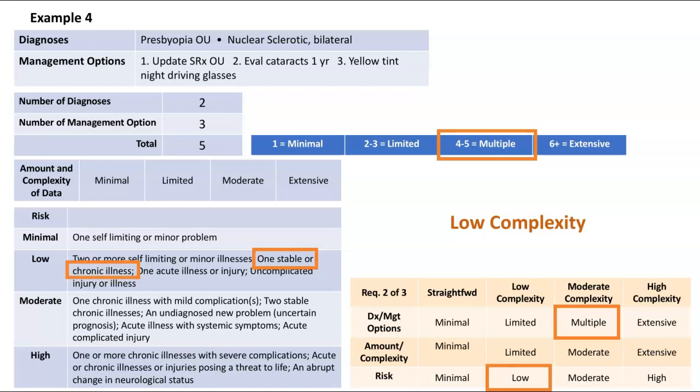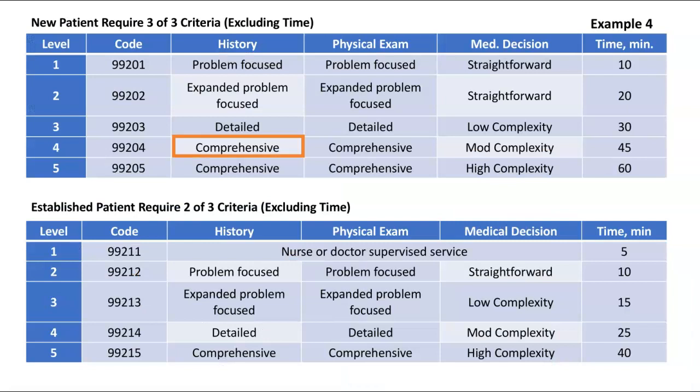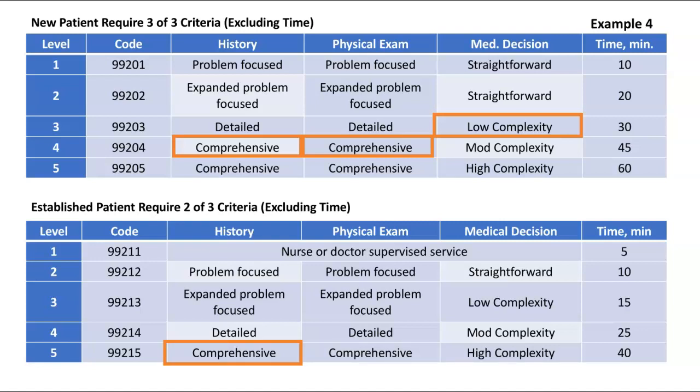So when you have all of that, this was an established patient, but that's what it would grade out if that same exam would have been new. But this was an established patient. We have a comprehensive history, a comprehensive physical exam, and low medical decision making. According to the 1997 documentation guidelines, this visit would have earned an established patient level 5.